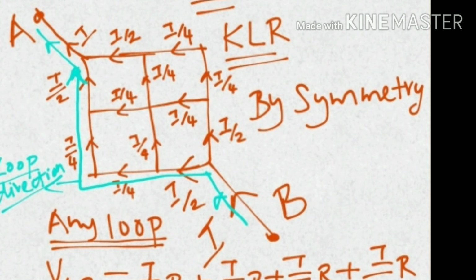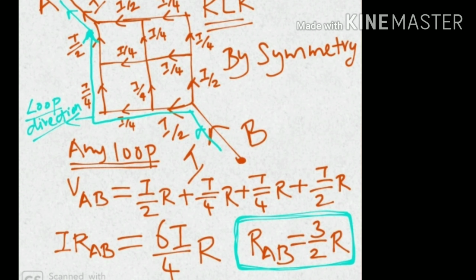The I which is entering through B can be divided as I by 2. And further, at the intersection points, they are divided as I by 4, I by 4. Again at point A, by symmetry, we are getting back the same I by 2 and joining as I. So by the junction rule, charge is conserved. Incoming current will be equal to outgoing current.